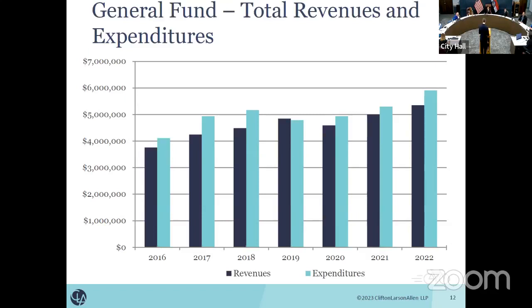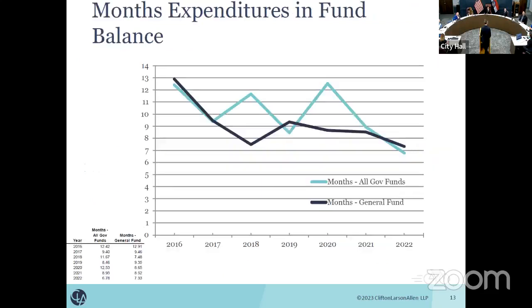So looking at the general fund in total, out of the last 7 years, expenditures have been in excess of revenues in each of those years. It was just 2019 where revenues actually exceeded expenditures. And just to give you an idea of that impact, if we look here at this month's expenditures and fund balance, you can think of this as what's your reserve level.